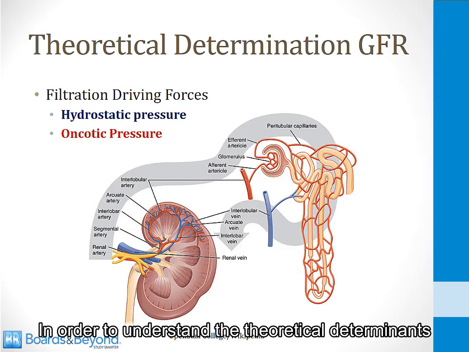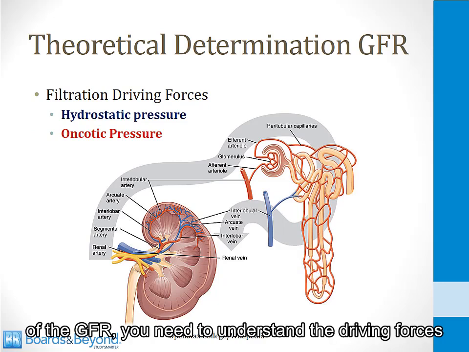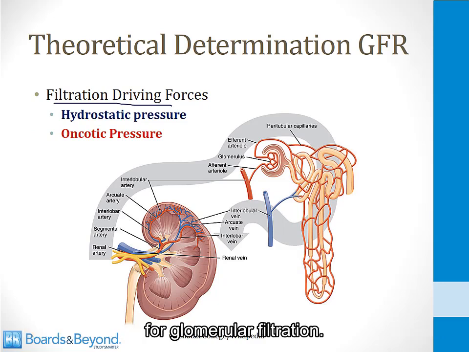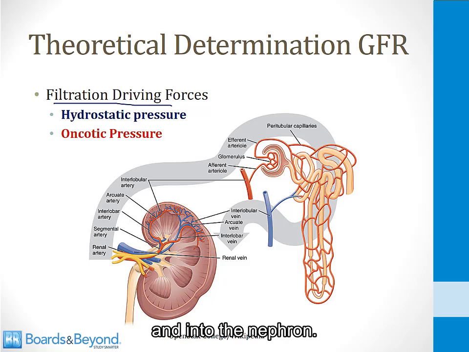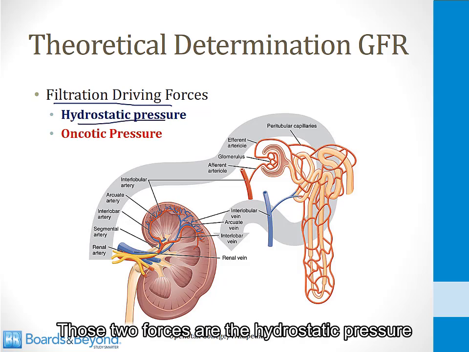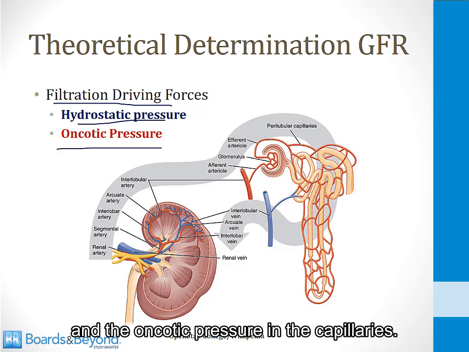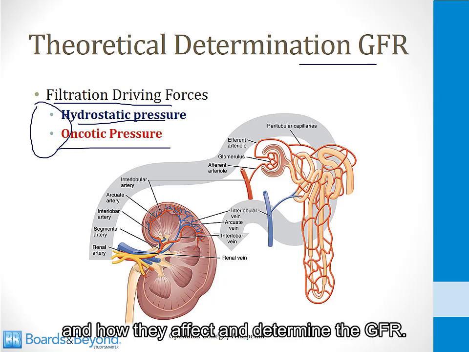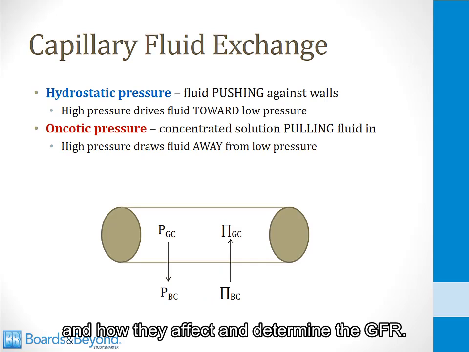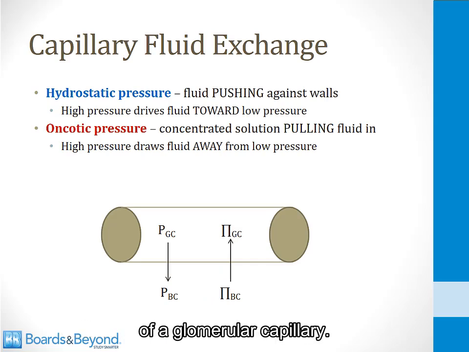In order to understand the theoretical determinants of the GFR, you need to understand the driving forces for glomerular filtration. And there are basically two forces that drive solutes and fluid across the glomerular membrane and into the nephron. Those two forces are the hydrostatic pressure in the capillaries and the oncotic pressure in the capillaries. So we're going to talk about both of these and how they affect and determine the GFR. Shown on the screen is my own drawing of a glomerular capillary.